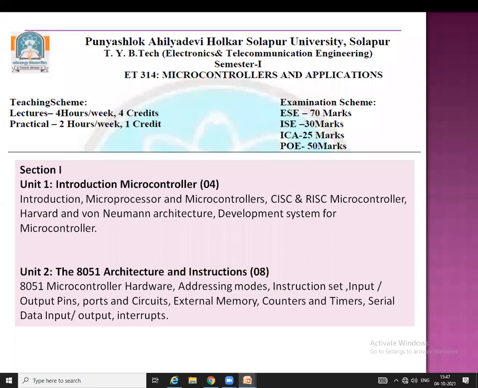The ISC will be of 30 marks. Probably two or three ISCs we are going to conduct in a semester for this subject. And depending on various criteria, there is ICA, the internal term work, that is continuous assessment of 25 marks. That will include your journal, assignments, attendance, and unit test; all these parameters are considered in these 25 marks.